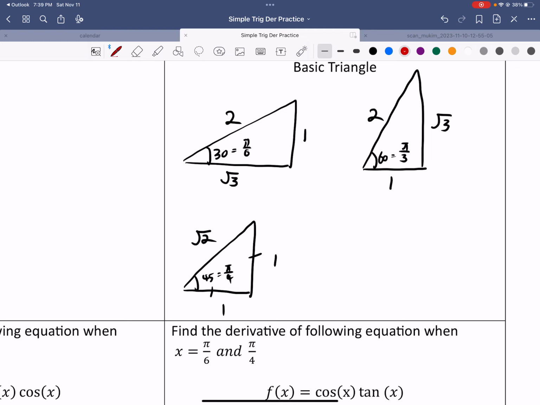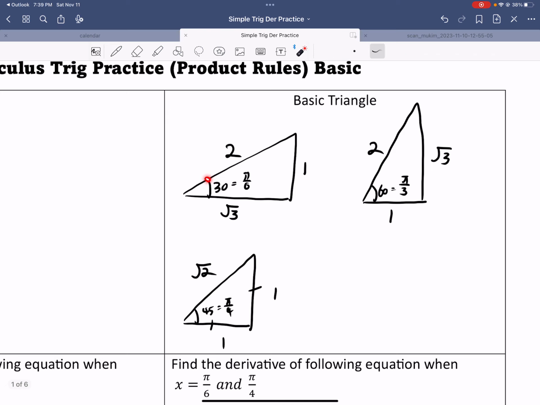All right? So based on this angle, this side is going to be opposite. This is going to be adjacent. That's going to be hypotenuse. That's going to be opposite. This is going to be adjacent. That's going to be hypotenuse. Okay. So you can memorize this one.